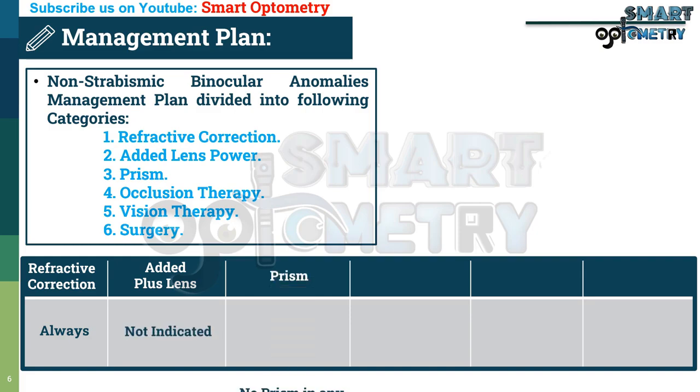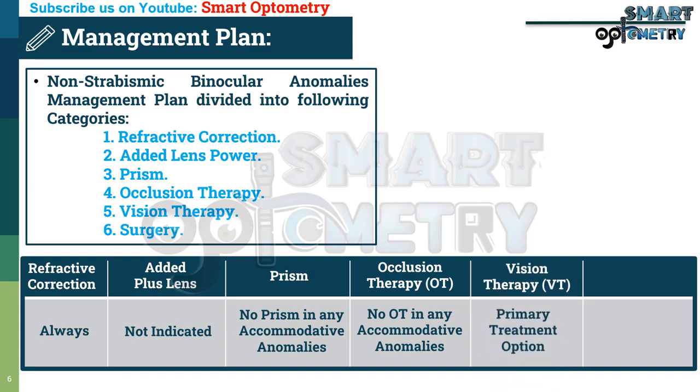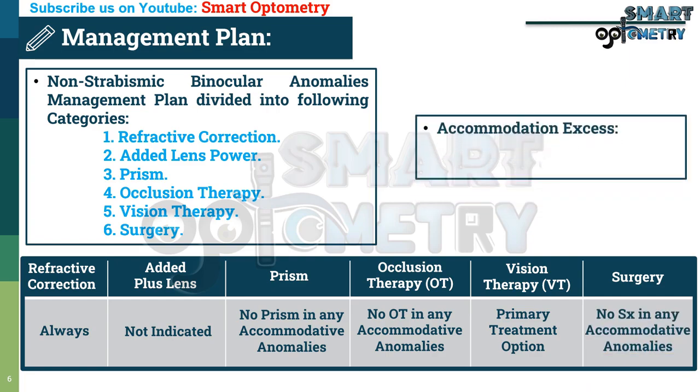3. Prism. No prism is indicated in any accommodative anomalies. 4. Occlusion therapy. No occlusion therapy is indicated in any accommodative anomalies. 5. Vision therapy. Vision therapy is the primary treatment option for accommodative excess patients. 6. Surgery. No surgery is indicated in any accommodative anomalies. So overall, the management of accommodation excess includes 1. Refractive correction, 2. Vision therapy. Now let's see how to give correction in accommodation excess patients.